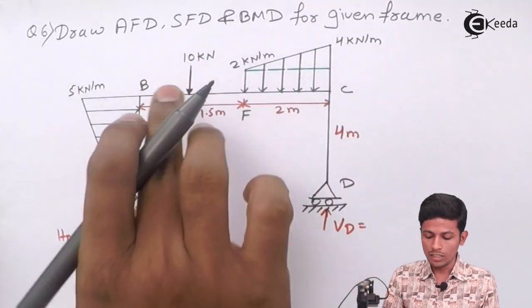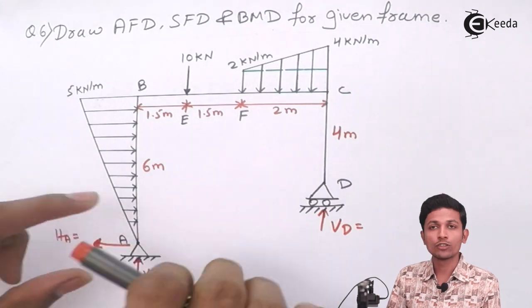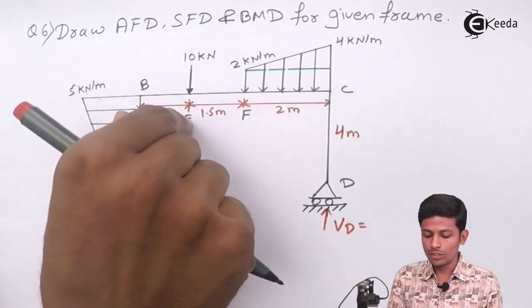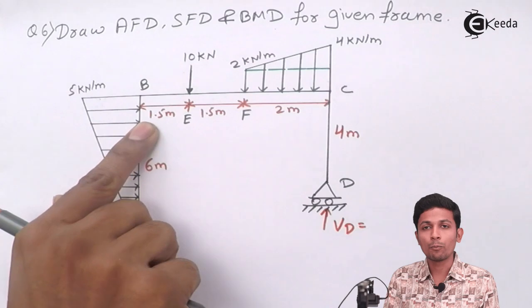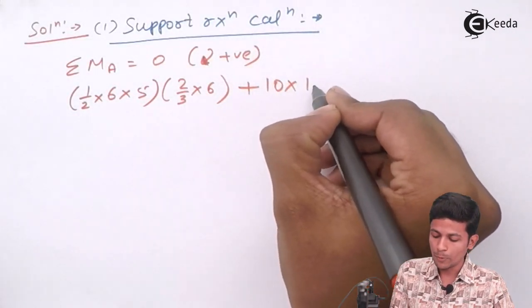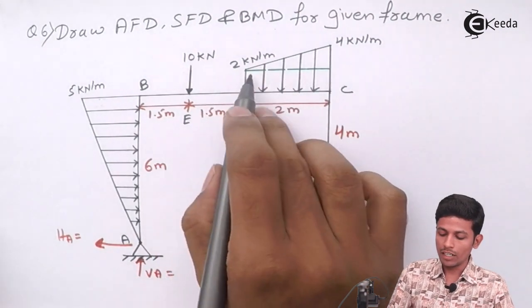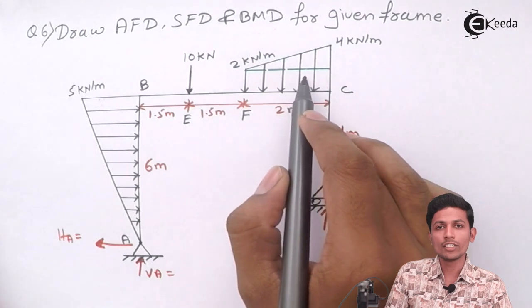Now see, put a rod over here and apply 10 kN from up to downward. This will also go clockwise, so 10 into this distance, this distance is nothing but 1.5 meter, plus 10 into 1.5. Now see this one here, there is both UDL as well as UVL.